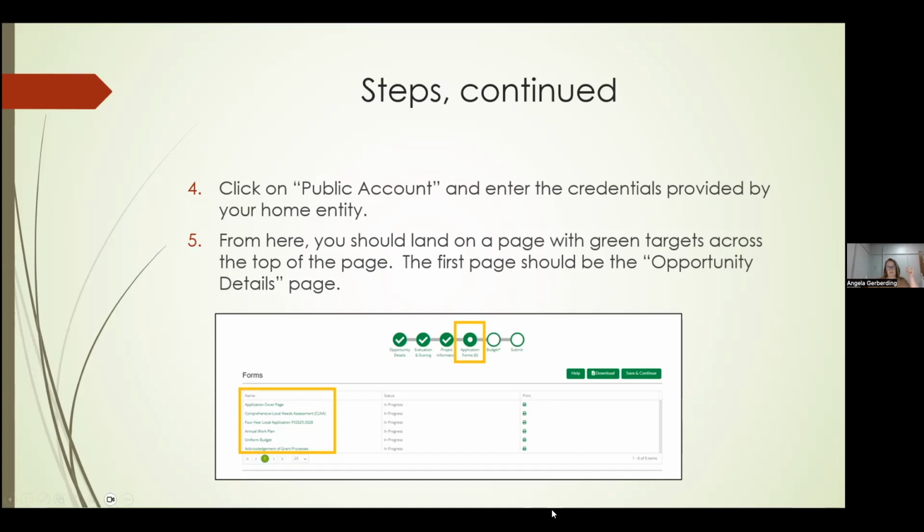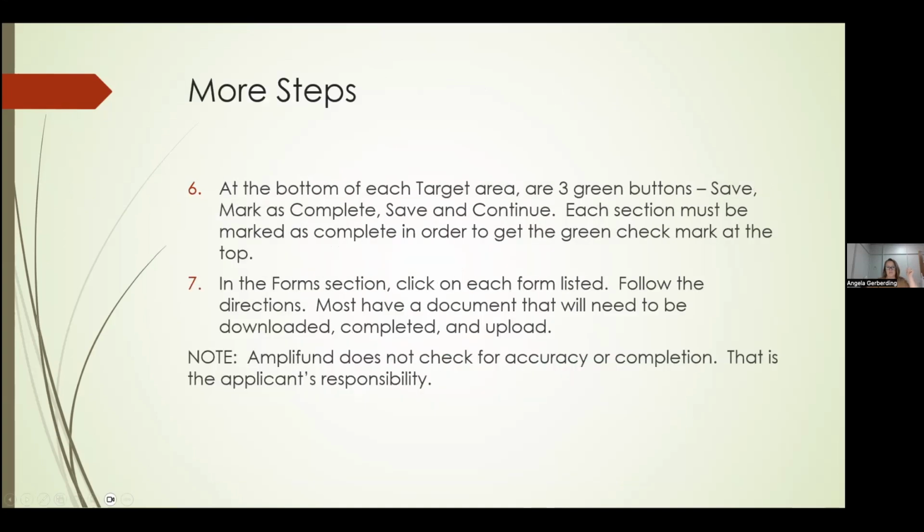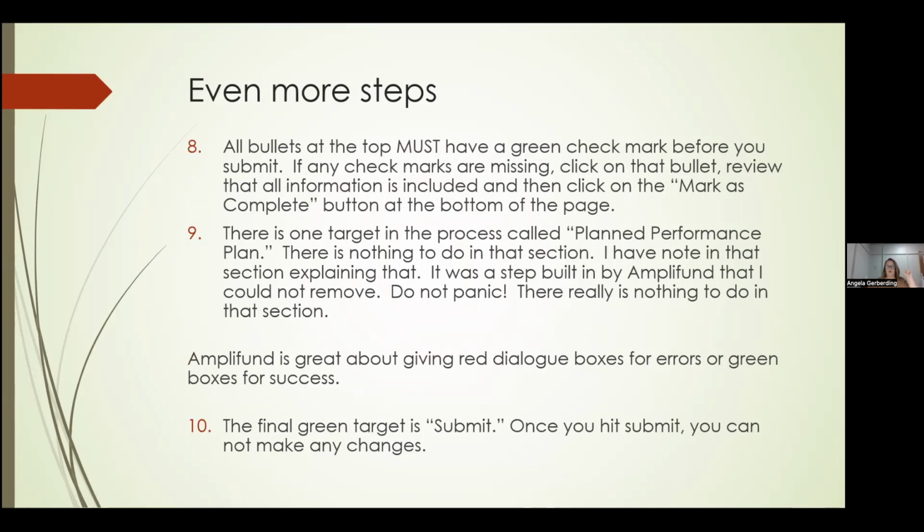But you'll have to go into each form piece and make sure those are each done. Again, the document will need to be downloaded, completed, and uploaded. It doesn't check for the accuracy. That's your responsibility. A few more steps. All of the bullets at the top must have a green check mark before you can submit. So if there's a check mark missing, click on that bullet, review the information, and then you have to mark it as complete. I've had programs email me in the past and say, I've got everything in, but it won't let me submit.